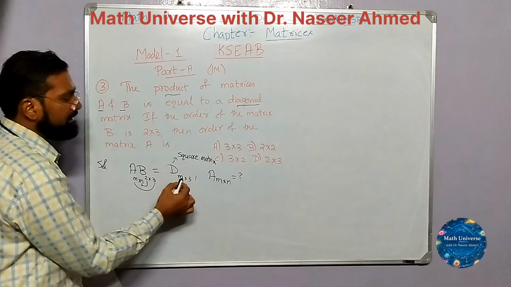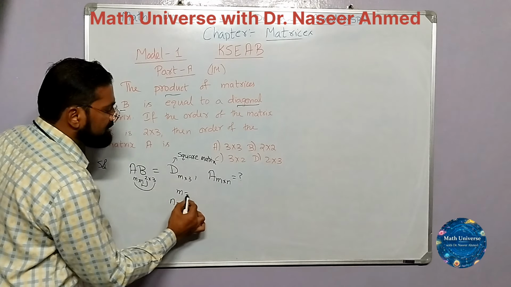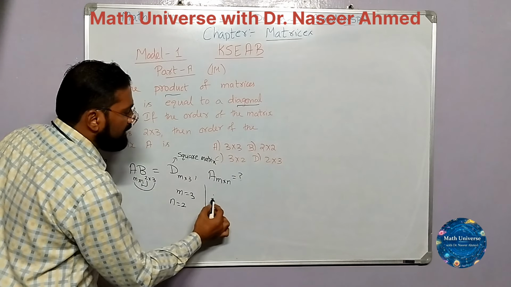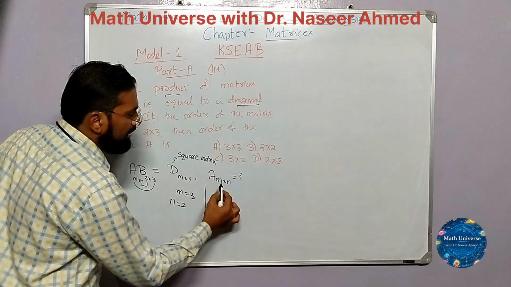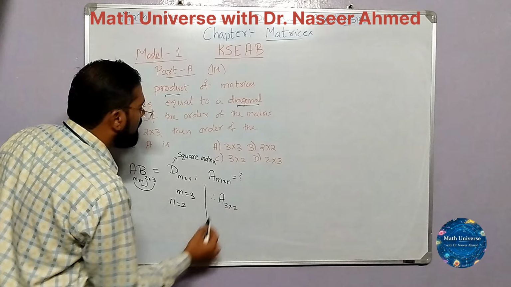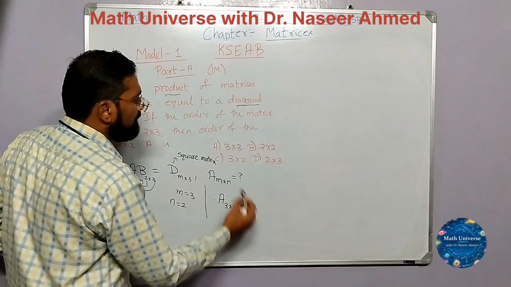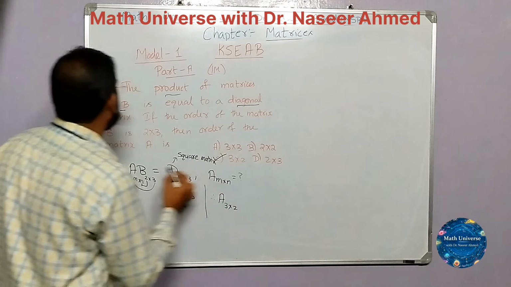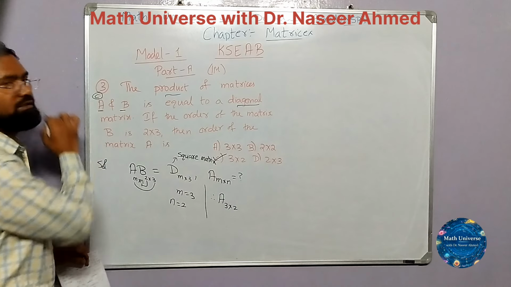Now since it should be a square matrix, the value of m should be equal to how much? 3. Therefore, I can say the order of the matrix A, m value is 3 and n value is 2. So the order of the matrix A is 3 by 2. 3 by 2 is there in option C. So option C is correct for problem number 3.